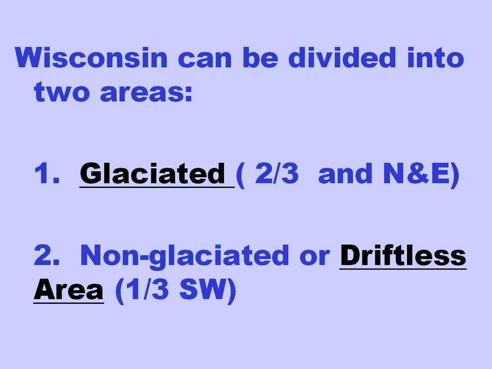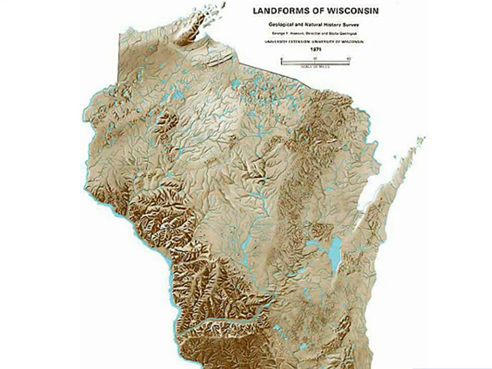Now, Wisconsin can be divided into two areas. It can be divided into the glaciated area of Wisconsin. We can also divide it into the driftless area of Wisconsin. And when we look at those two, the glaciated area covers about 2/3 of Wisconsin, mainly the northern part and the eastern part of Wisconsin. And the non-glaciated area, sometimes called the driftless area, covered about 1/3 of Wisconsin, mainly to the south and to the west and to the southwest part of Wisconsin.